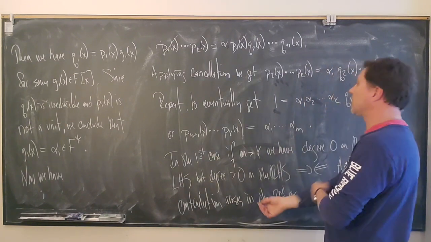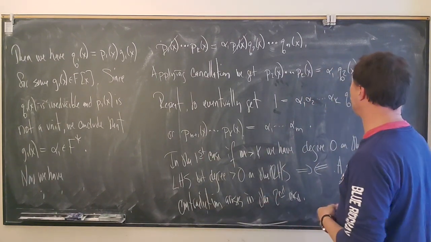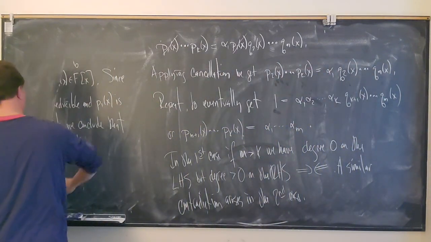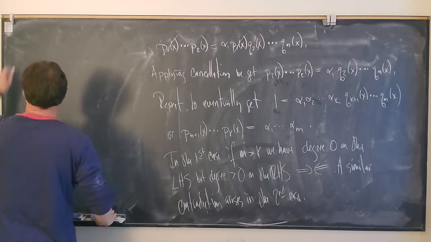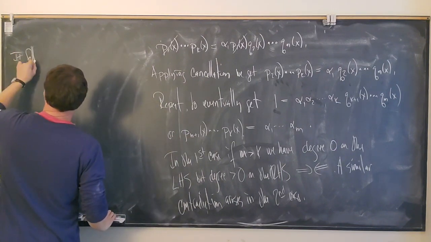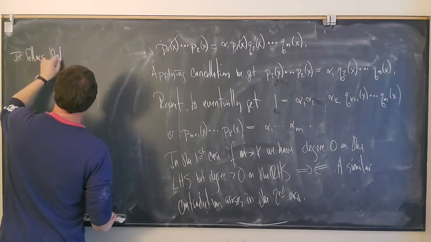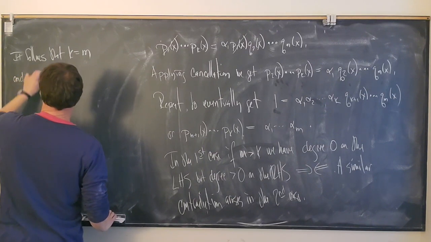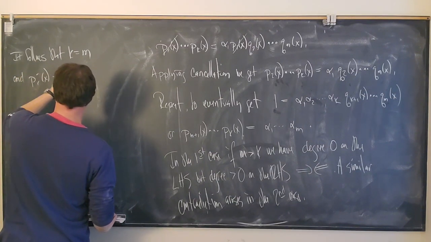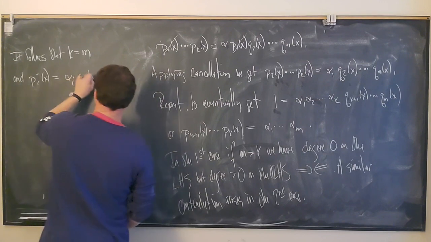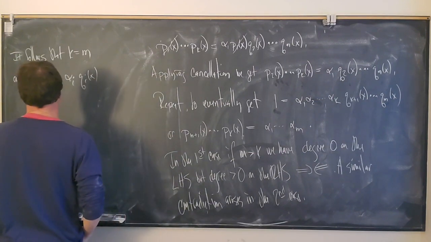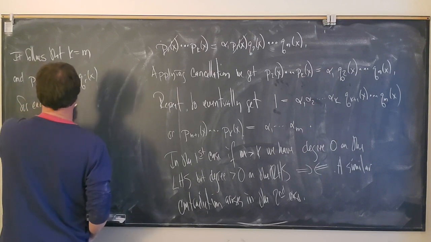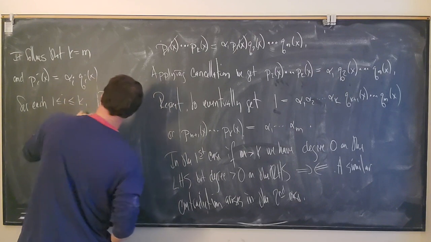All right, so what does that tell us? It tells us that k has to equal m. So it follows that k equals m and p sub i of x equals alpha i q sub i of x for each 1 less than or equal to i less than or equal to k. Right? So that takes care of the uniqueness portion.